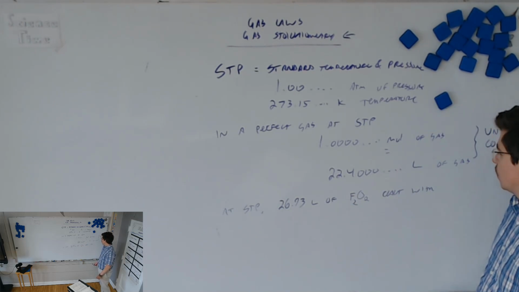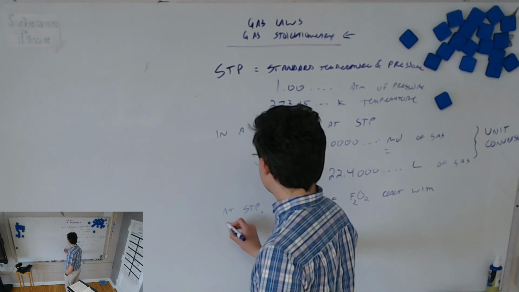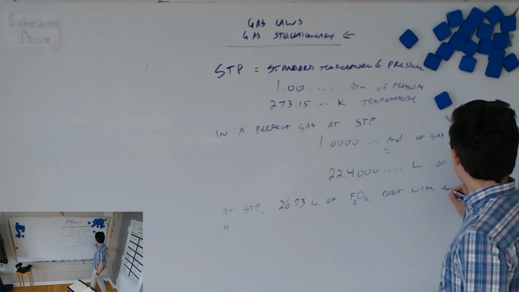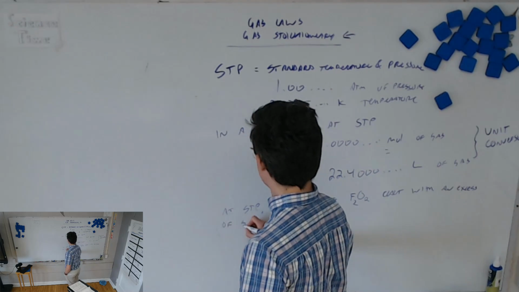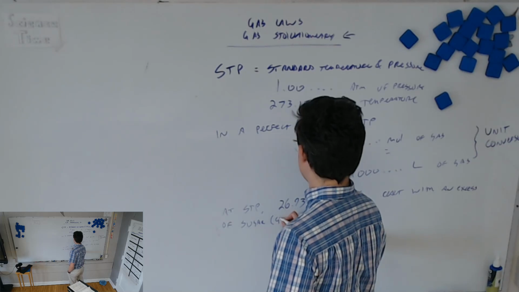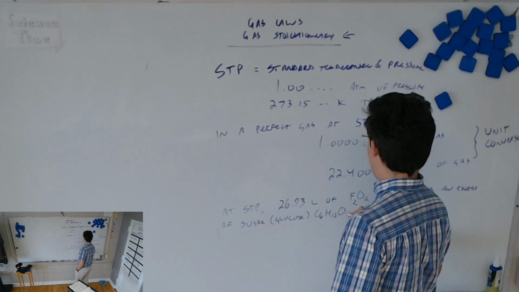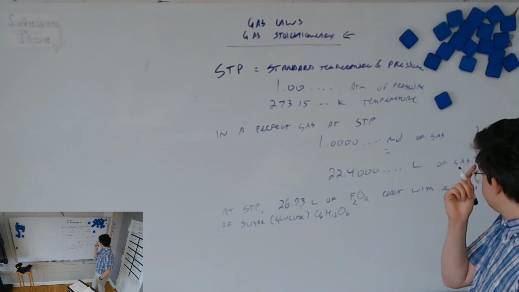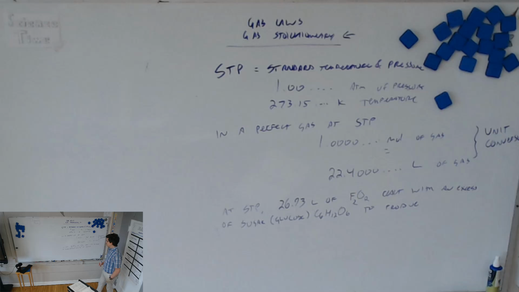26.93 liters of difluorine dioxide react with, let's just say, an excess of glucose sugar, which is C6H12O6, to produce, help me, what is this definitely going to produce? Water. Energy. Water, carbon dioxide, probably some hydrogen fluoride.